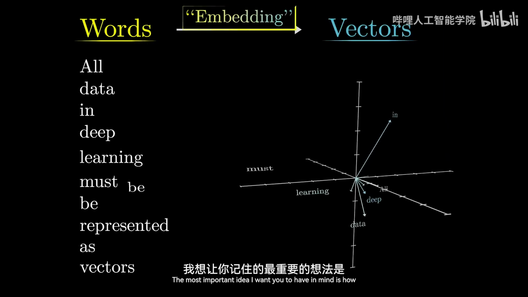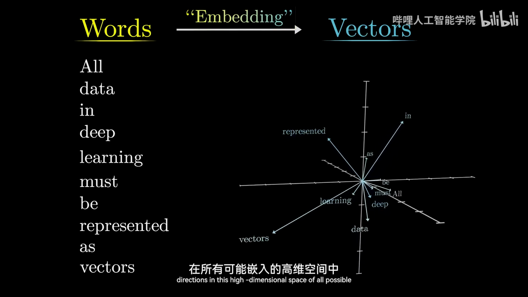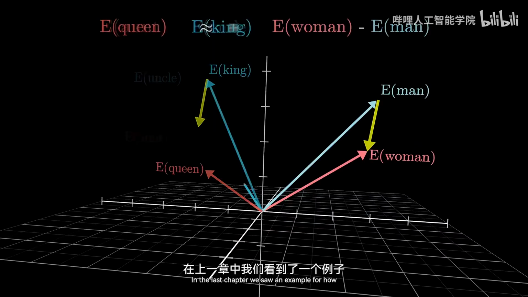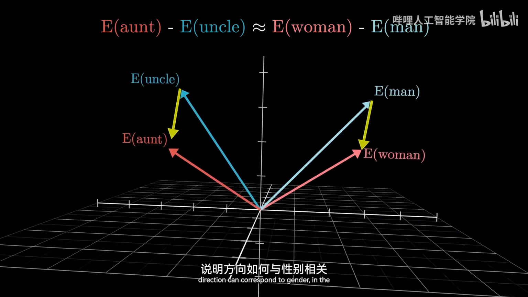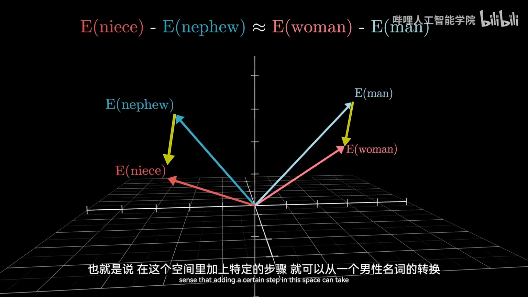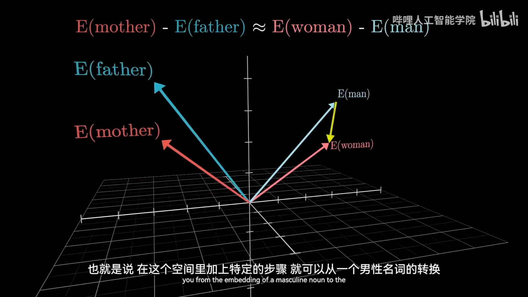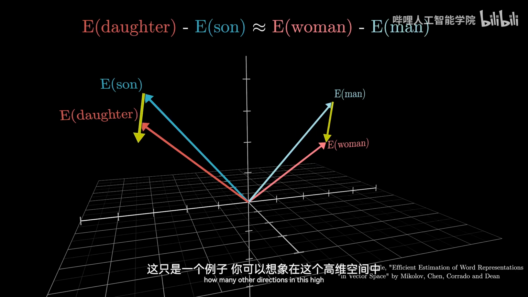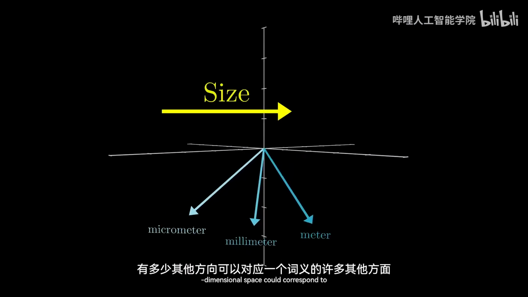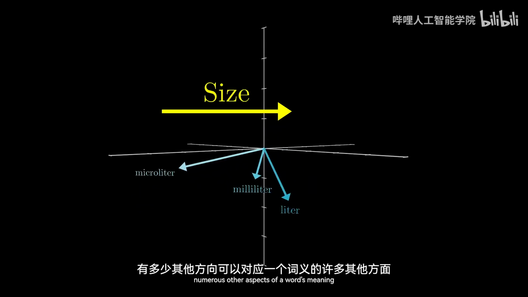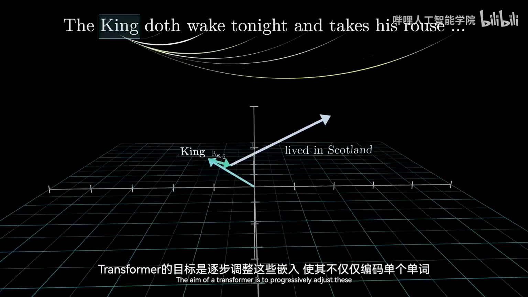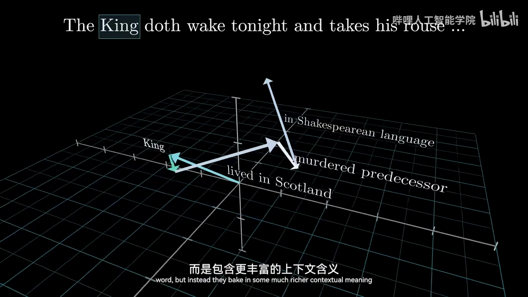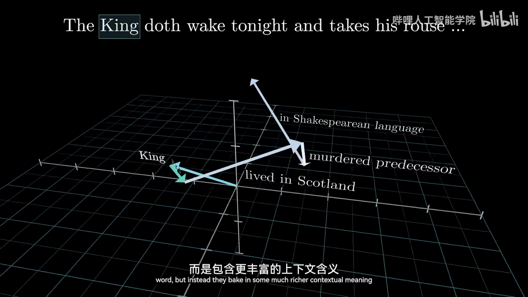Now, the most important idea I want you to have in mind is how directions in this high-dimensional space of all possible embeddings can correspond with semantic meaning. In the last chapter, we saw an example for how direction can correspond to gender, in the sense that adding a certain step in this space can take you from the embedding of a masculine noun to the embedding of the corresponding feminine noun. That's just one example. You could imagine how many other directions in this high-dimensional space could correspond to numerous other aspects of a word's meaning. The aim of a transformer is to progressively adjust these embeddings so that they don't merely encode an individual word, but instead they bake in some much richer contextual meaning.